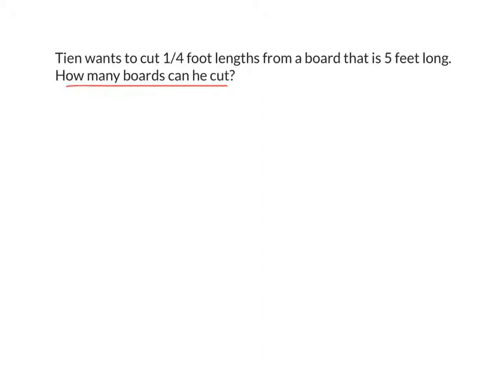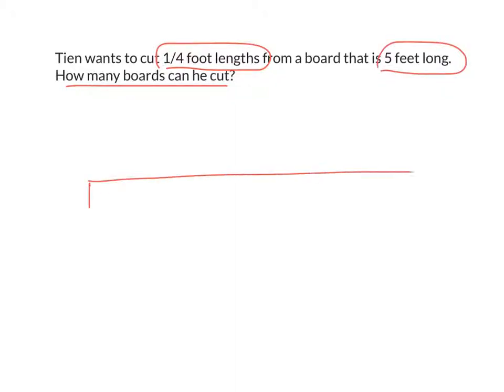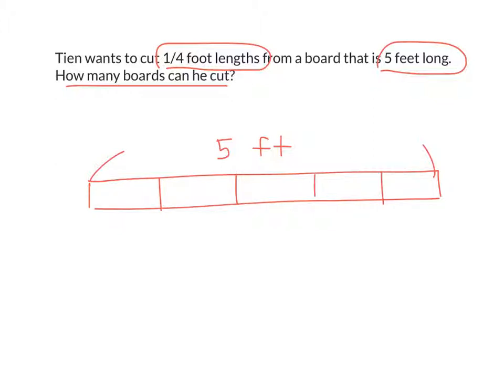What important information do we need in order to figure out how many boards Tien can cut? Rashit? He wants to cut them into 1/4 foot lengths. Okay, 1/4 foot lengths. And the board is 5 feet long. So all together it seems like he has 5 feet of wood. And so you might want to show there's 1 foot, 2, 3, 4, and 5 feet, right? And does he want his whole board to be 5 feet long? What length is he looking for? 1/4.